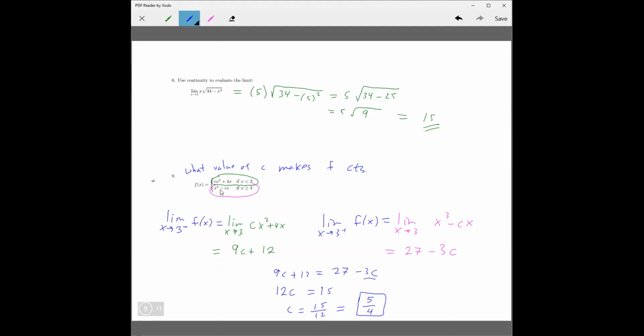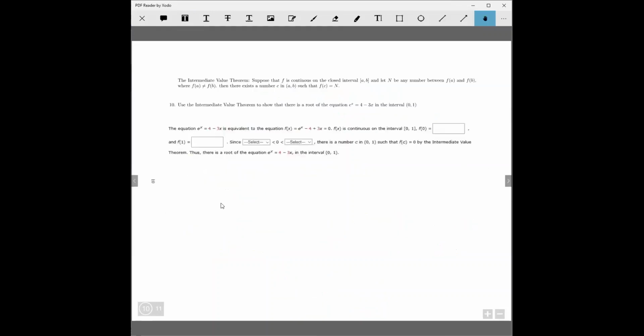And this part right here also gives you the function value at 3. So plugging a 3 into here will give you the function value. So the answer is 5/4 anyways. Okay, any questions about that one? Okay, let's get on to number 10.